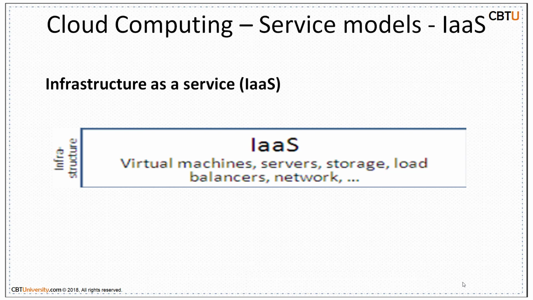Cloud users install operating system images and their application software in the cloud infrastructure. IaaS offers physical or virtual machines and other resources. A hypervisor runs the virtual machines as guests. In this model, the cloud user patches and maintains the operating system and the application software. Cloud service providers typically bill IaaS services on a utility computing basis, like pay as you go, pay only for what you use.